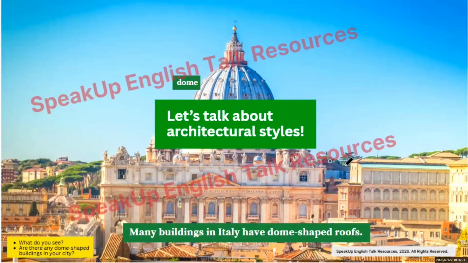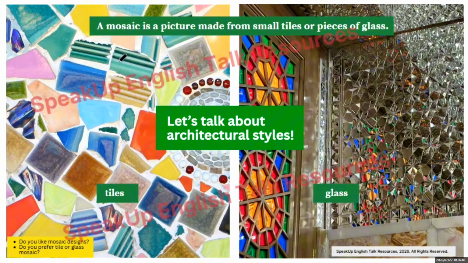And then I talk about their architecture, how a lot of the Italian buildings, they're dome shaped like that, right? And you can ask them about the type of architectures in their own country, right? What's it like? Do you have dome-shaped buildings, or do you have like flat rooftops, or what do they look like? And I talk about mosaic, right? How Italians like to use a mosaic as part of their art, their architectural design, and then ask them, like, do you like mosaic designs? Do you prefer tiles, or do you prefer glass mosaic?